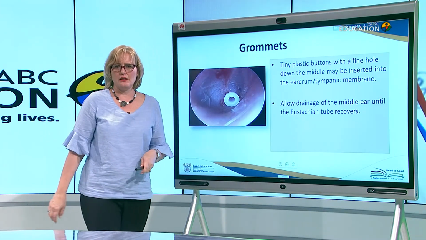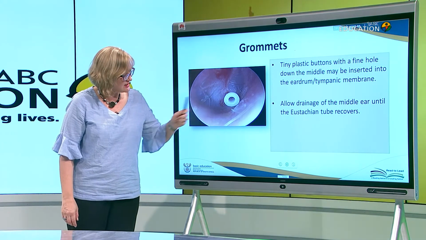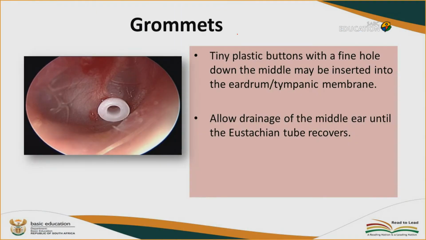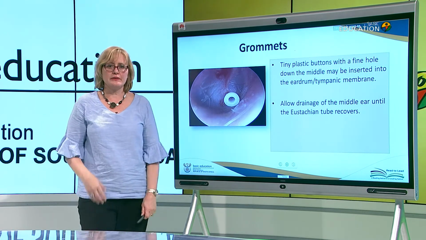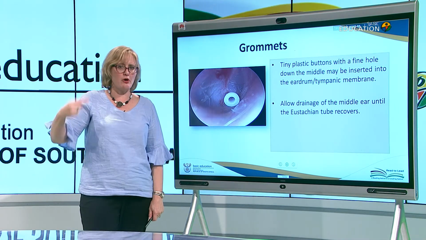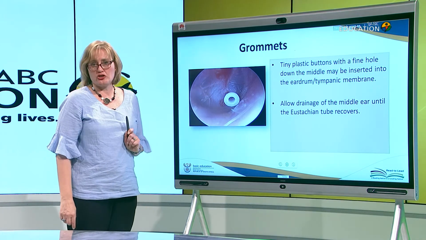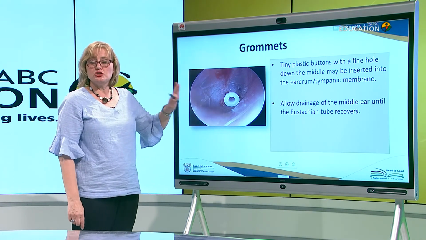What's a grommet? A grommet looks like a little button, but it's a little plastic tube. And it's so small. This looks big because the picture is big. This is actually your eardrum, the tympanic membrane. And that's a very, very, very small plastic tube. It's done through surgery. You can't just sit there in the doctor's room and they pop it in. No. It's surgery, right?